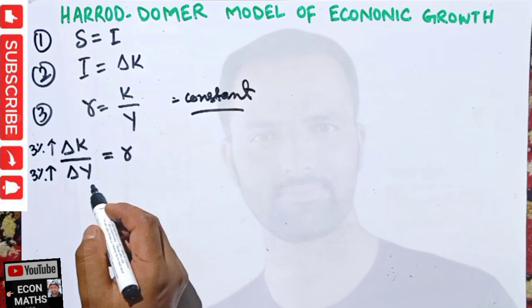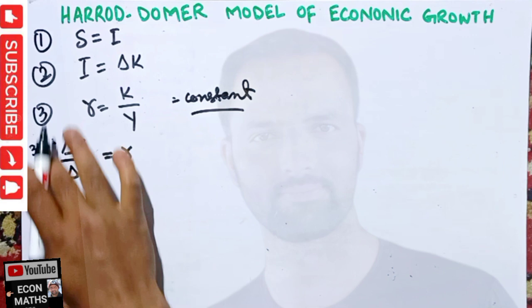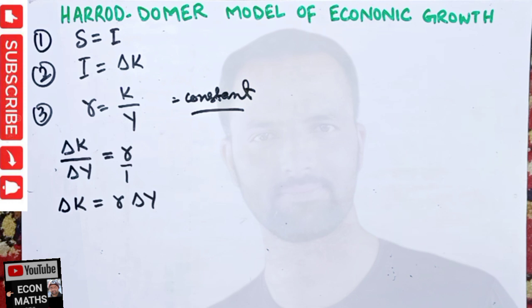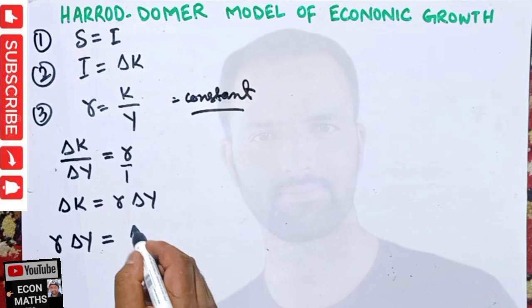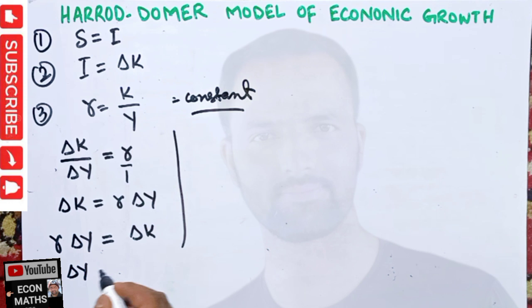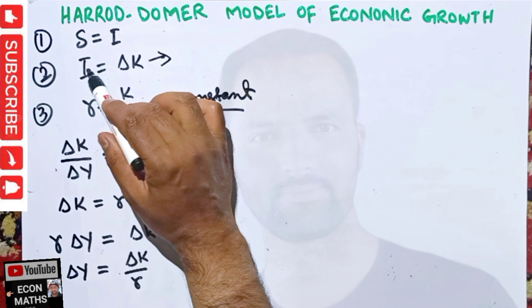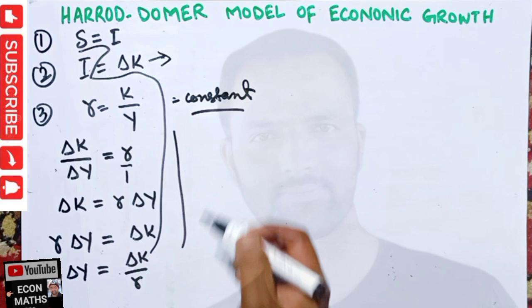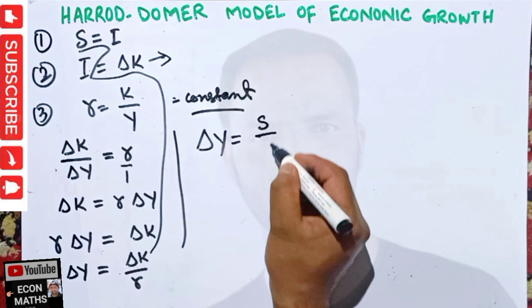And if we rewrite this, we can write it like this. Let's cross multiply. This is del K is equal to R times del Y, okay. Or we can write R times del Y is equal to del K, okay. Or del Y is equal to del K upon R, okay. And what is this del K? We have shown here del K is equal to investment, and investment is equal to savings. So in place of del K, I can just write I, but I is equal to S. We can write in place of del K, S. That means del Y is equal to S over R. This is the growth equation in the Harrod-Domar model.